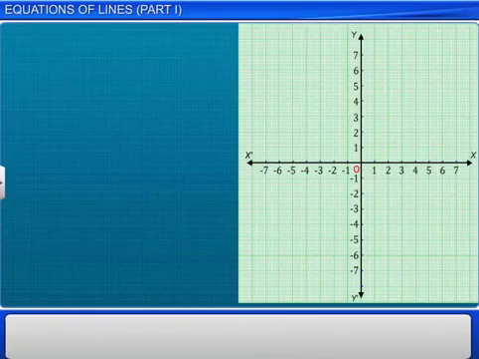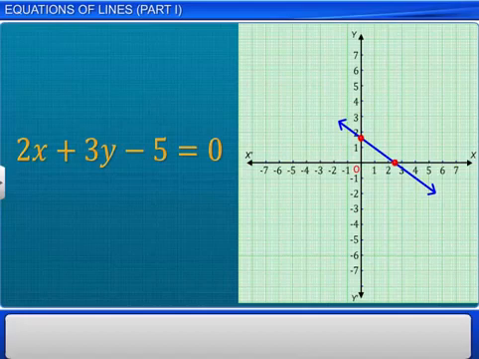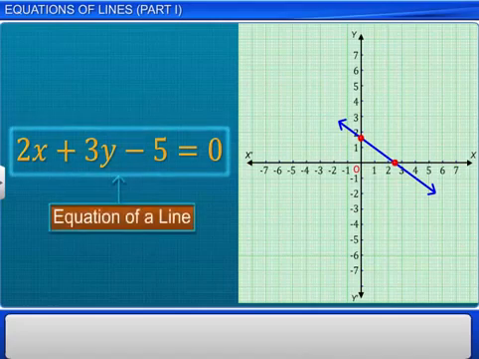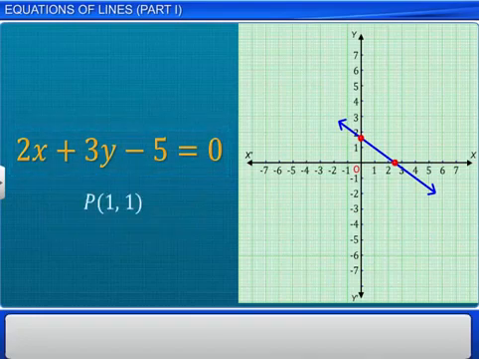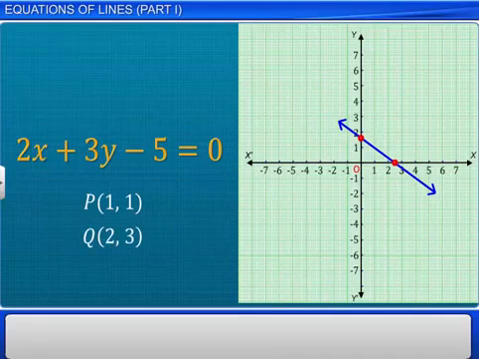We know that the graphical representation of a linear equation in two variables is a straight line. In the coordinate system, such linear equations are called equations of lines. Equations of lines have different forms such as point-slope form and two-point form. Let's consider points P(1, 1) and Q(2, 3).